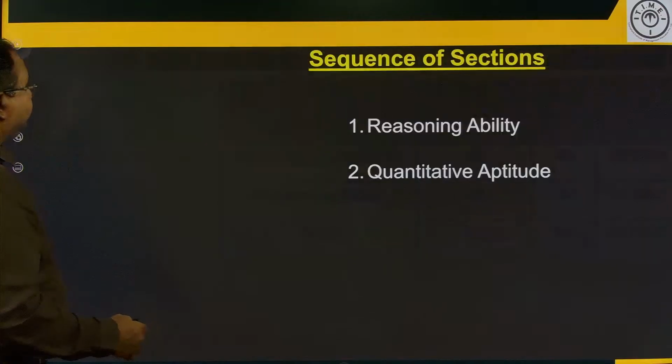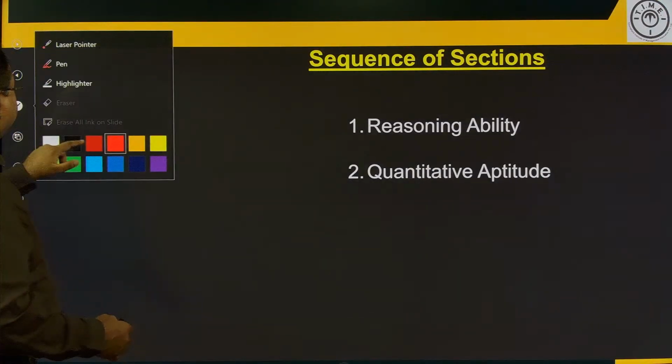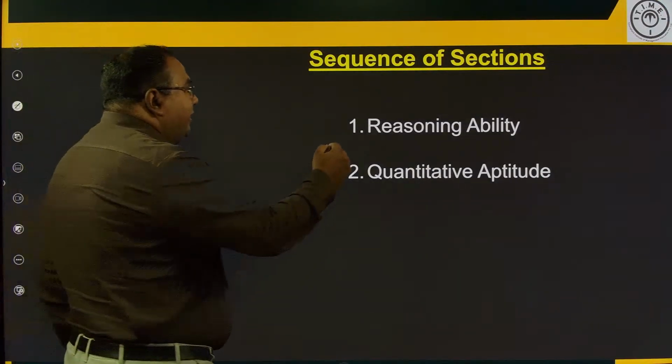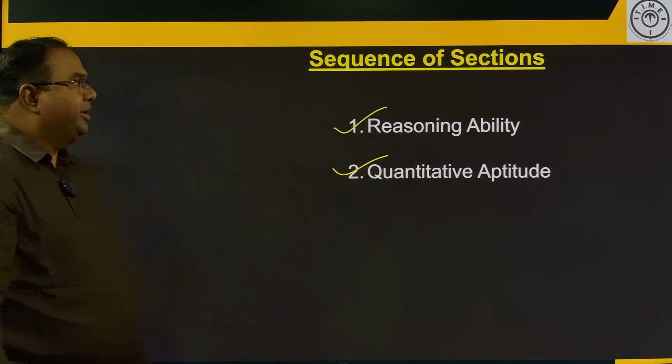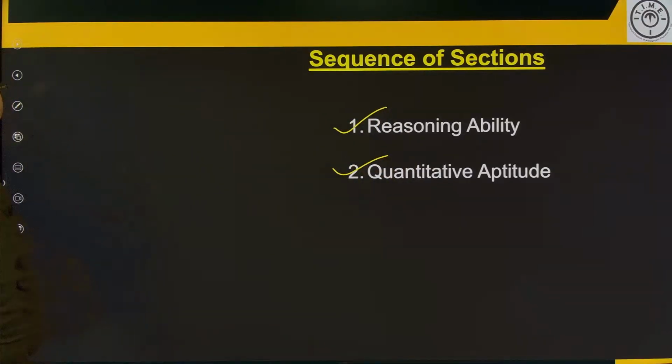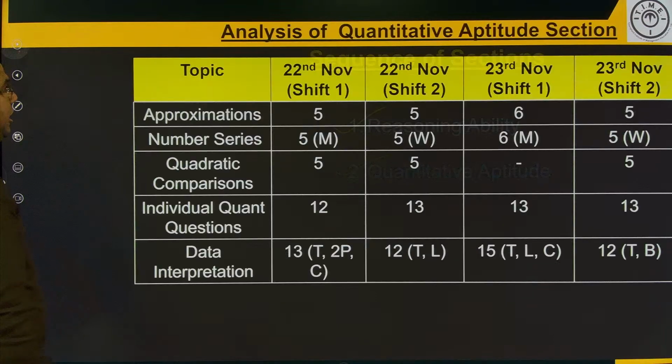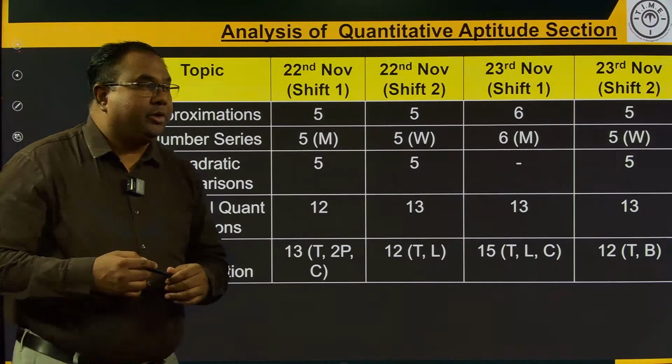Let's move on. The order of sections, if you look at the exam: first we have the reasoning section opening, followed by the quantitative aptitude section. So 25 minutes for the reasoning section, followed by 20 minutes for the quantitative aptitude section. First we will start with the analysis of the quantitative aptitude section.